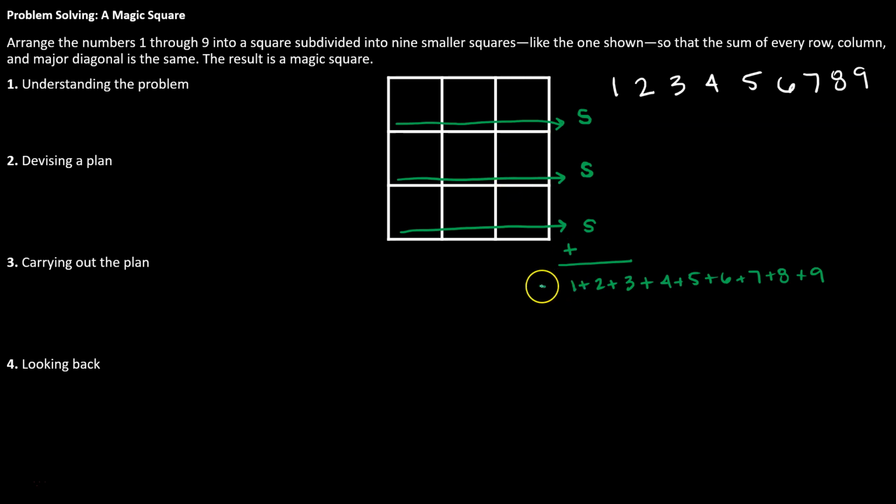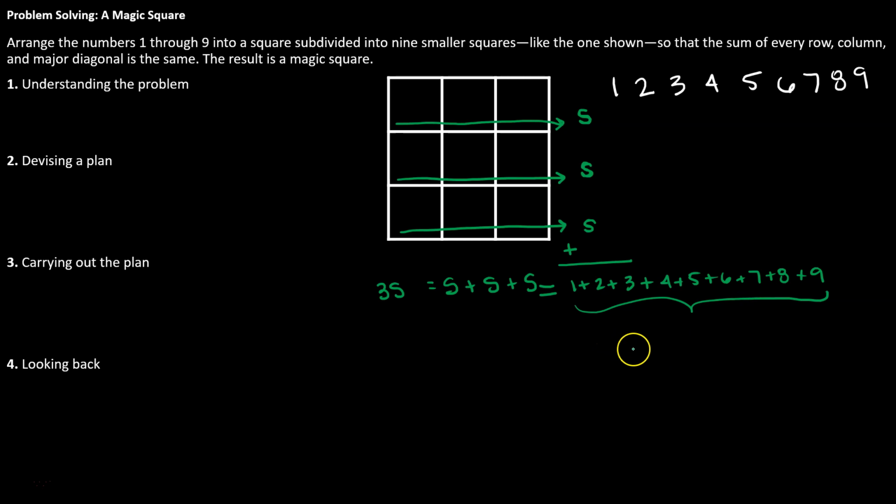So I know that this sum of 1 added up all the way up to 9 is going to be equal to s plus s plus s. Or I could write that as 3s. And if we watched the first half of the 1-1 videos, we should be able to calculate this pretty quickly.